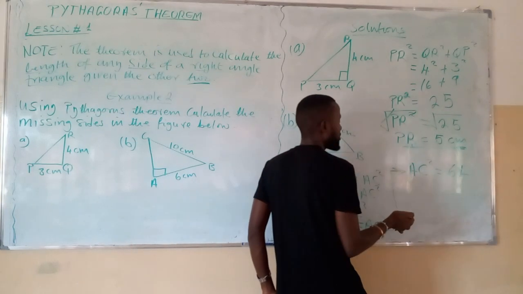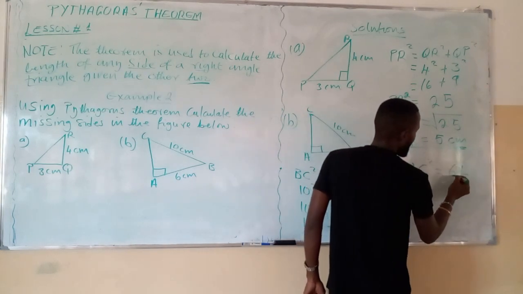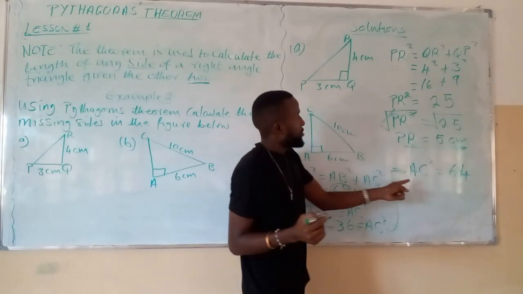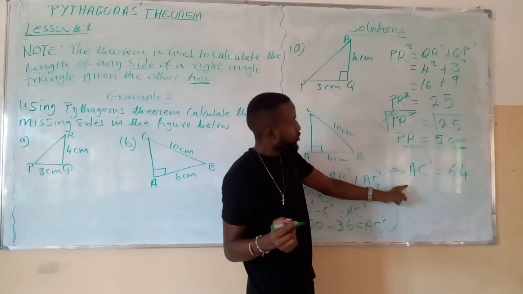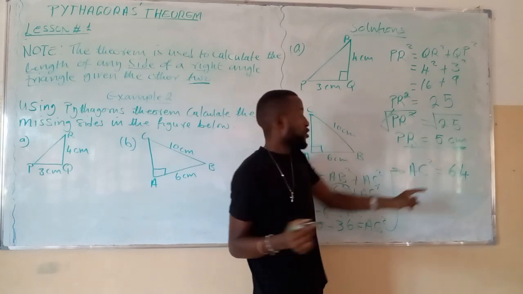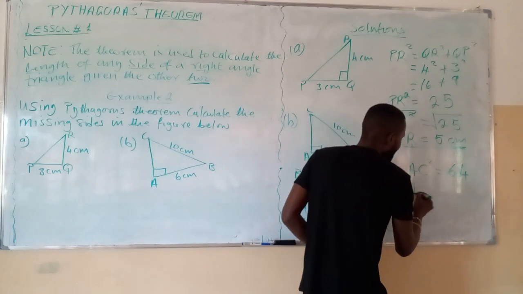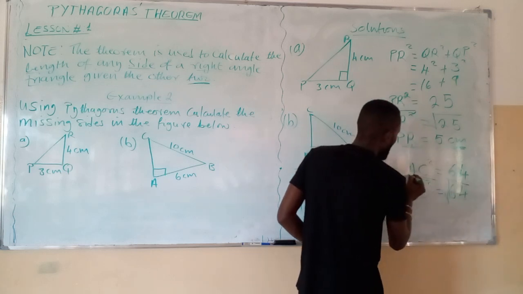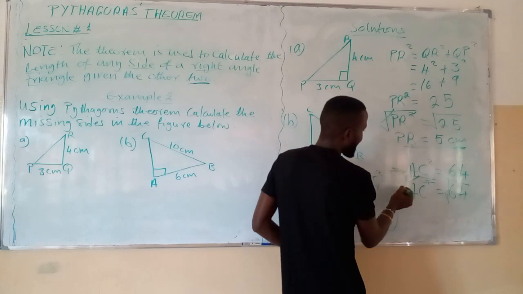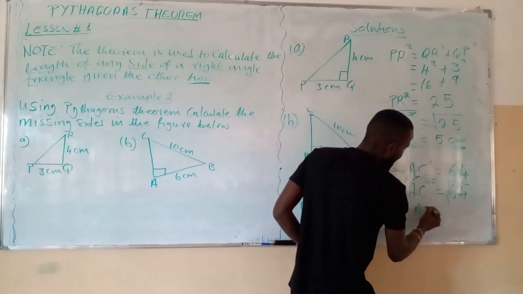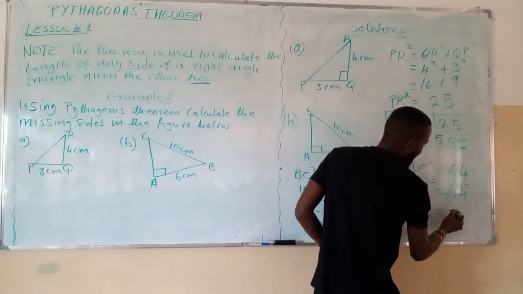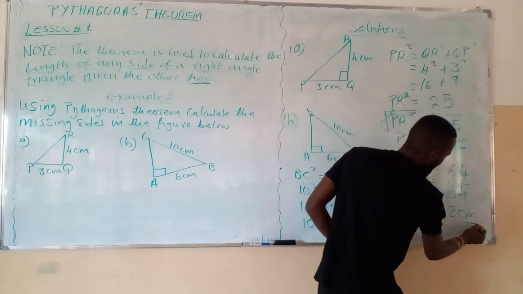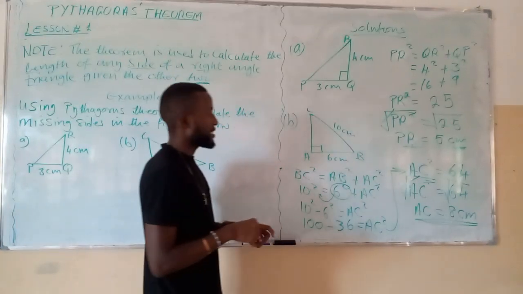AC squared is equal to what? 64. Now, just the same way we did with this one, we also need to get rid of the square here. So we need to introduce the square root and say AC squared is equal to 64. We introduce the square root on both sides so that this square and this square root can cancel. AC, therefore, it is equal to what? 8 centimeters. So it means that I found my answer to be 8 centimeters.